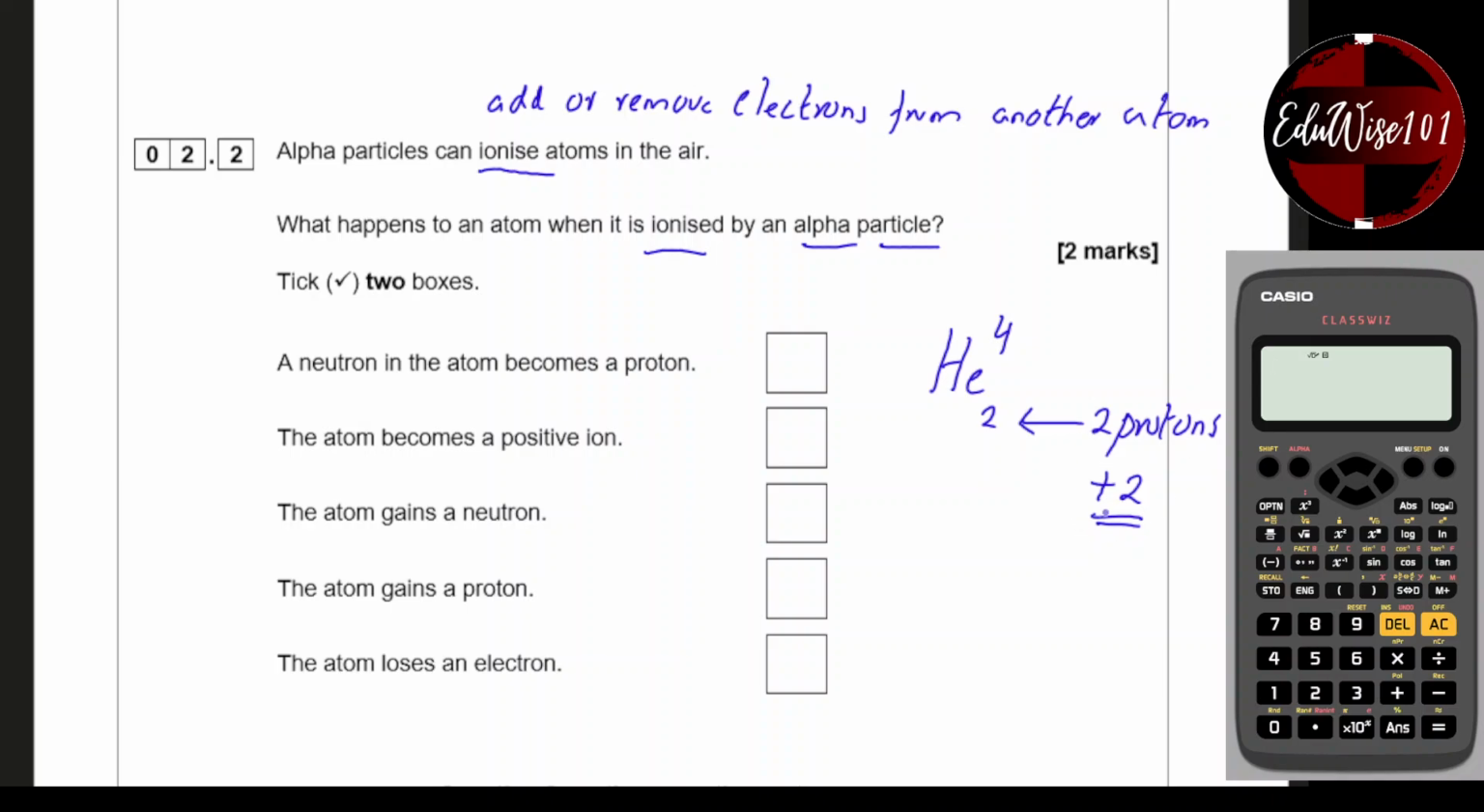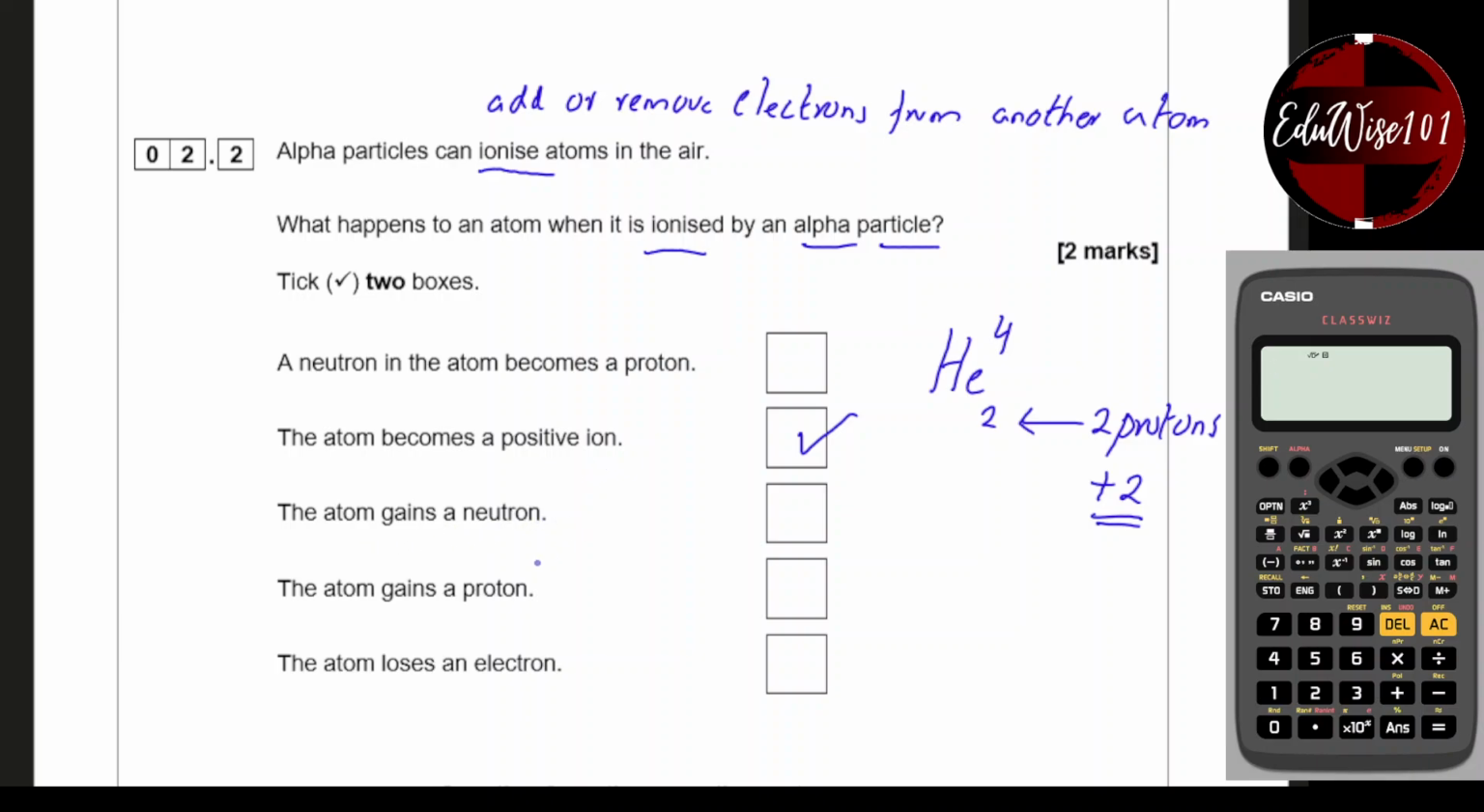So an atom would be neutral here. So if the alpha particle has a charge of +2, it is looking for electrons to neutralize this +2 charge. So it's going to remove electrons from an atom. So, a neutron in the atom becomes a proton? That's not what's happening. The atom becomes a positive ion. Now, that is correct. So if an alpha particle gains an electron, the other atom is actually losing that electron, which means that it becomes a positive ion.